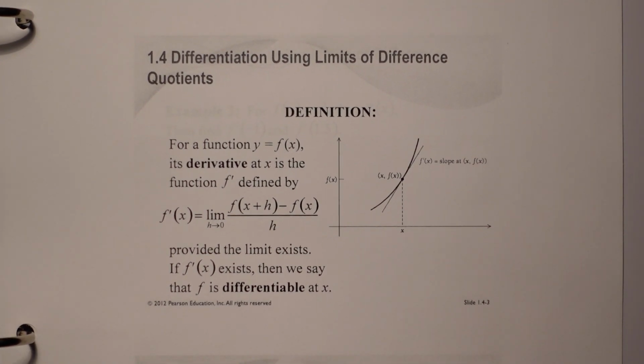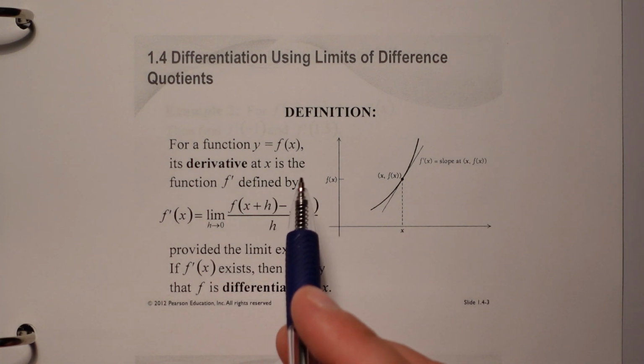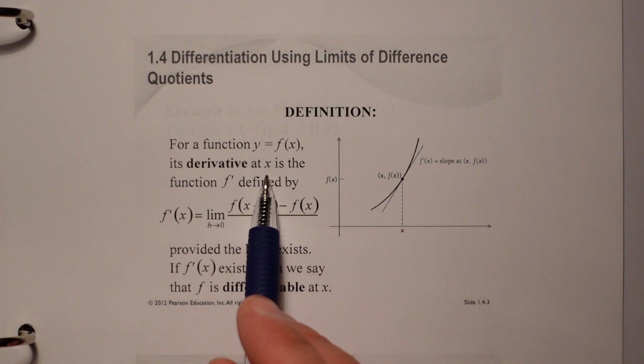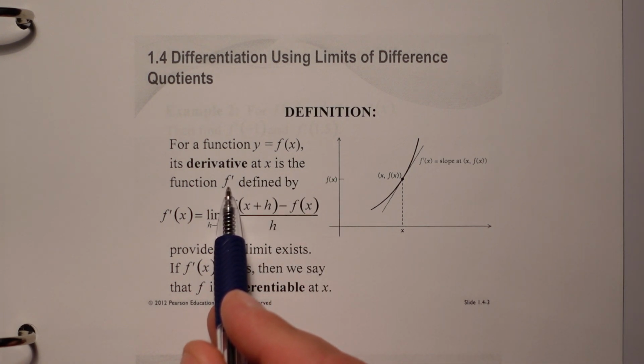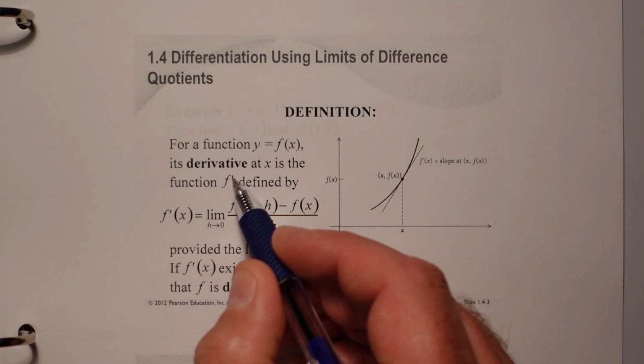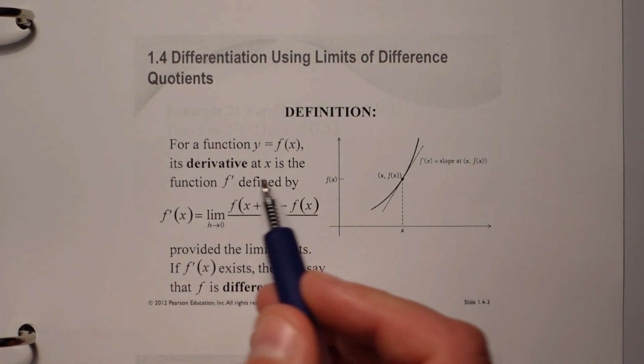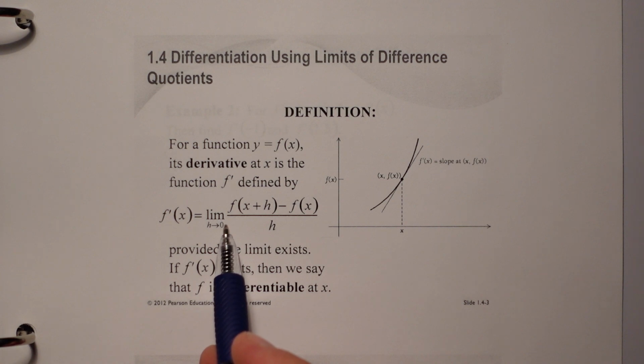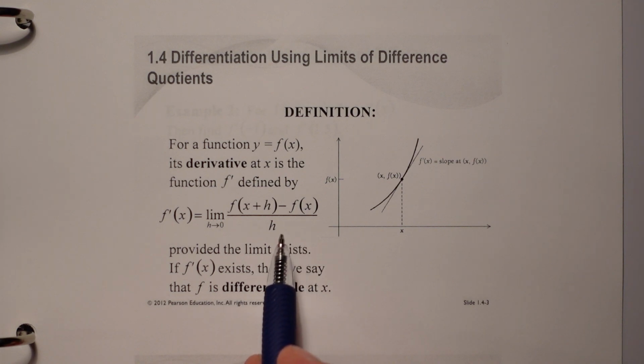So the next definition just kind of redefines or gives this process a label. For a function, y equals f of x, its derivative at a particular x value is called the function f prime. When you see that little prime mark on the f function, we call that f prime, and it represents the derivative of the original function at a particular point. And this derivative, f prime of x, is equal to the limit as h approaches 0 of f of x plus h minus f of x all over h, provided that limit exists.